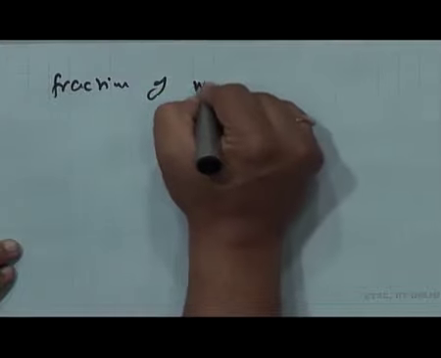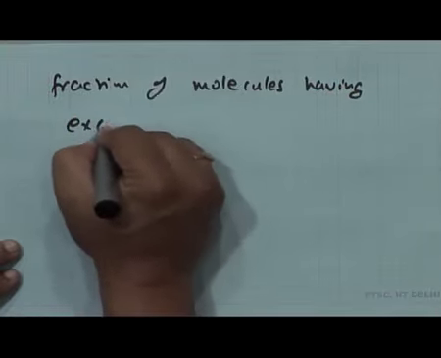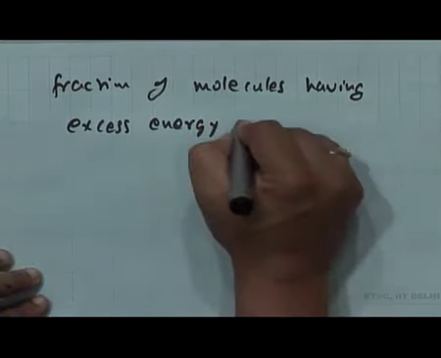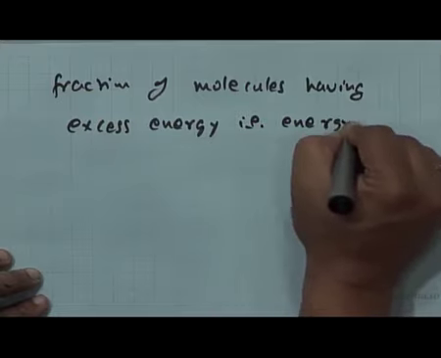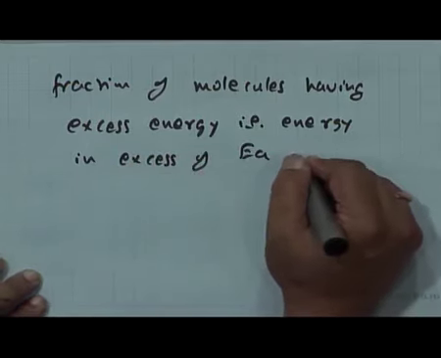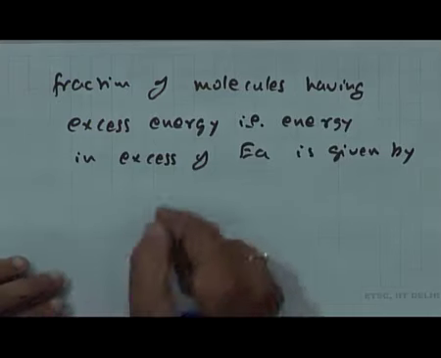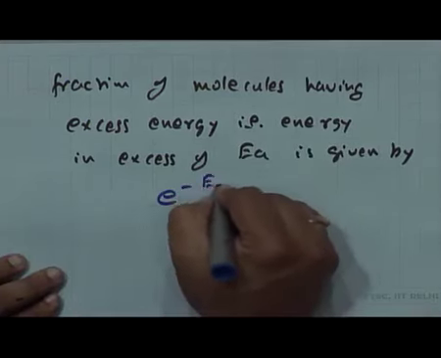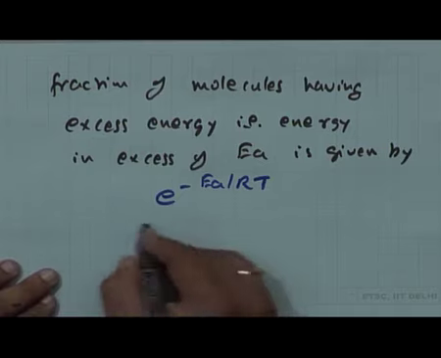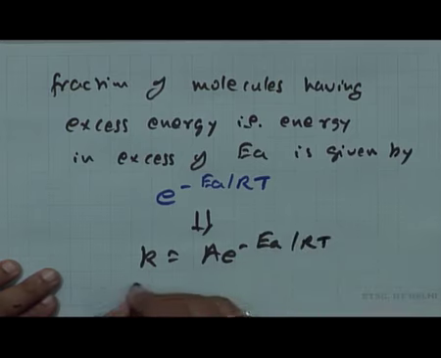the fraction of molecules having excess energy, that is energy in excess of EA, is given by e to the power minus EA over RT, and then you can relate to the Arrhenius equation, k equals A e to the power minus EA over RT.